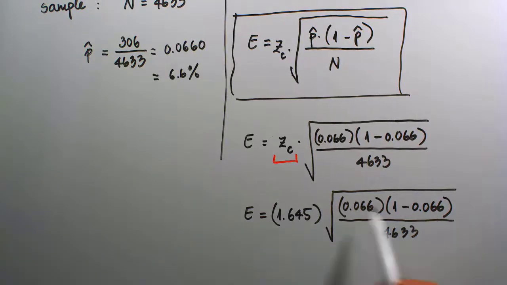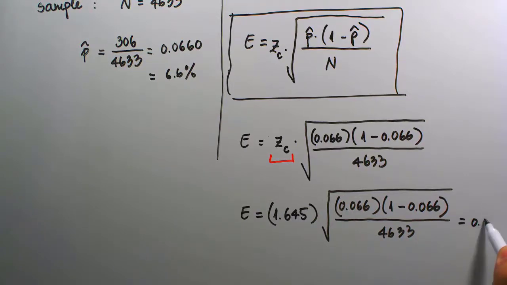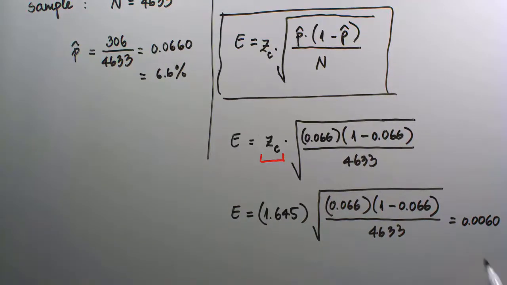Okay, so after successfully filling in all the values, our final answer to this in 4 decimals, which is what I normally use, comes out to be 0.0060. So that is the margin of error that we have found.